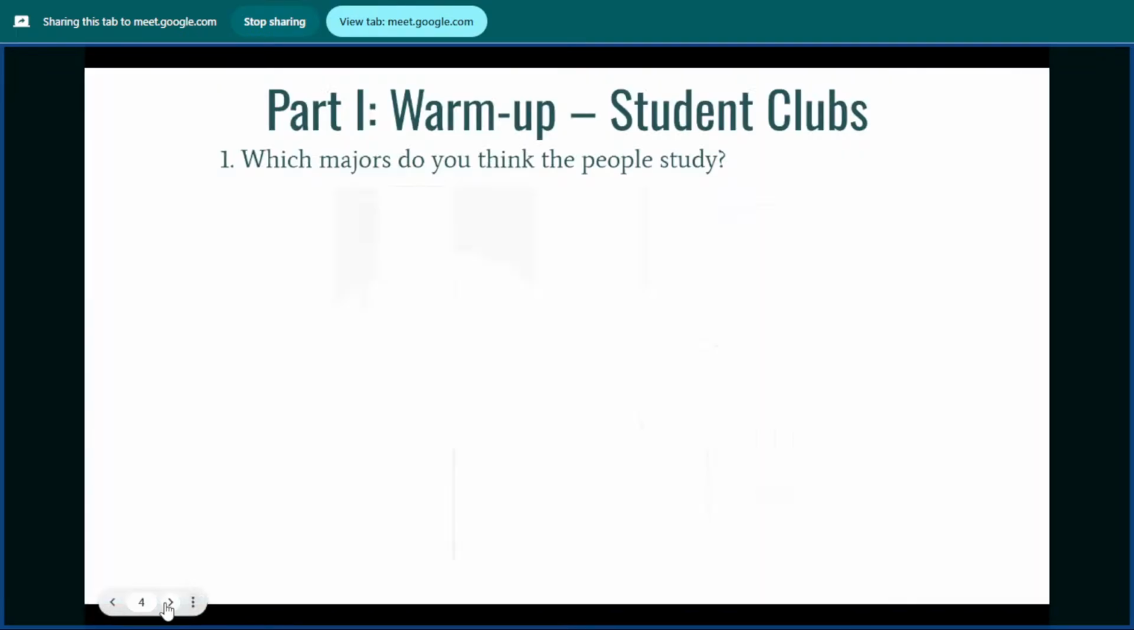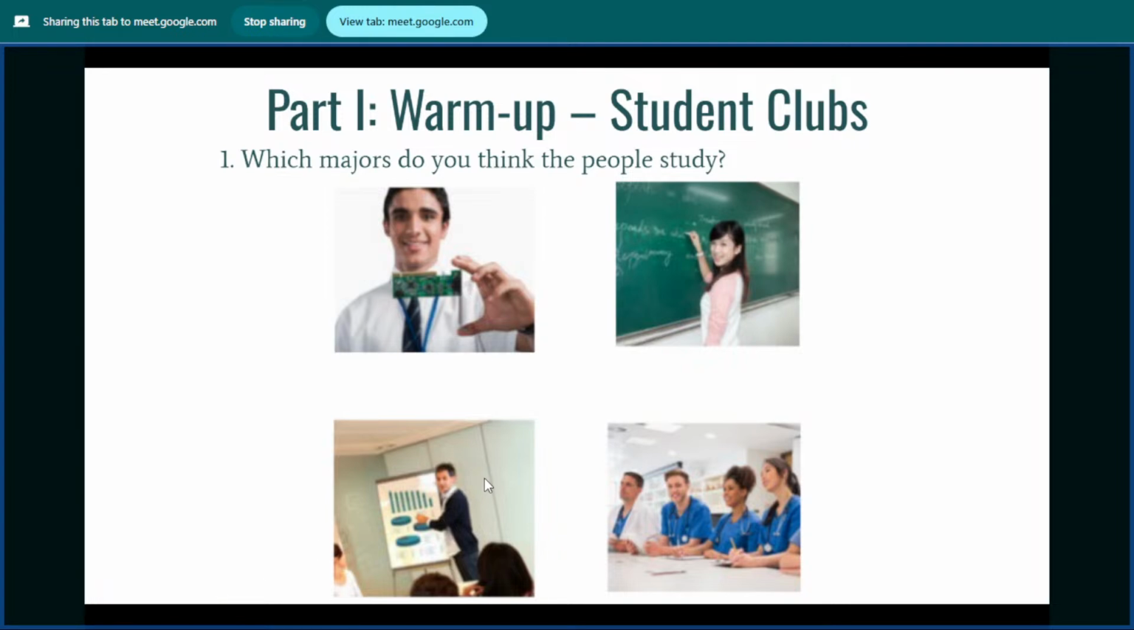Now the first thing that we have over here are four pictures which you can see on the screen. You have to tell me which majors you think the people over here are studying. Looking at the first picture, it feels like the man is doing something related to electronics. And the second might be in teaching. I'm not sure about any specific subject, but it looks like it's related to teaching.